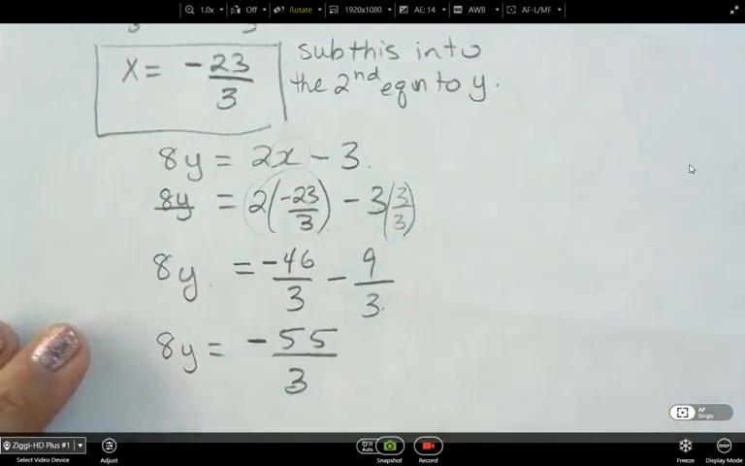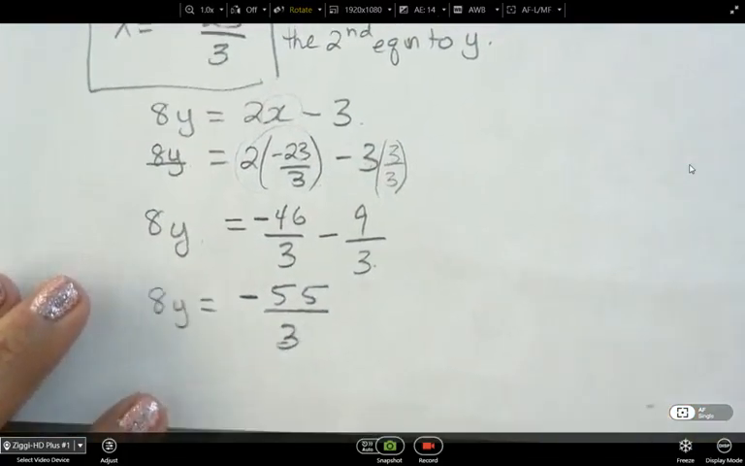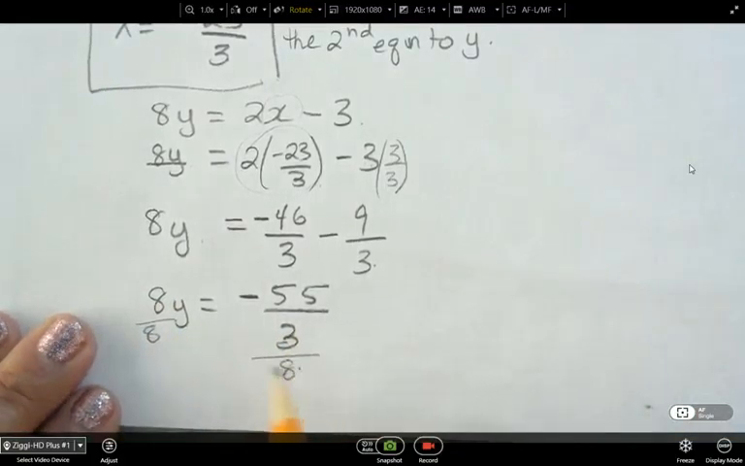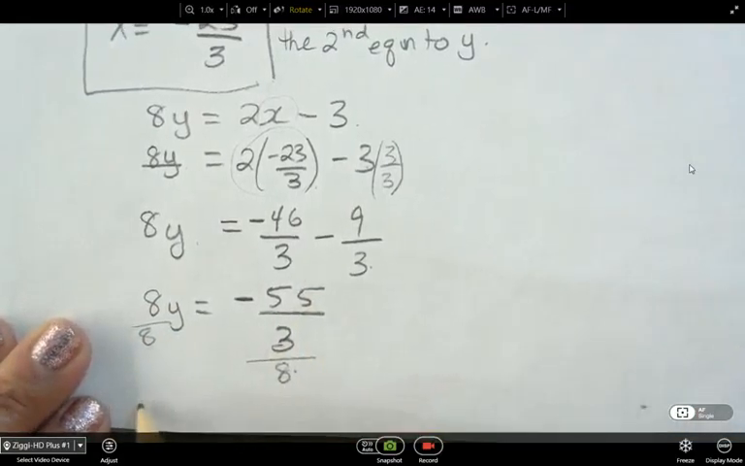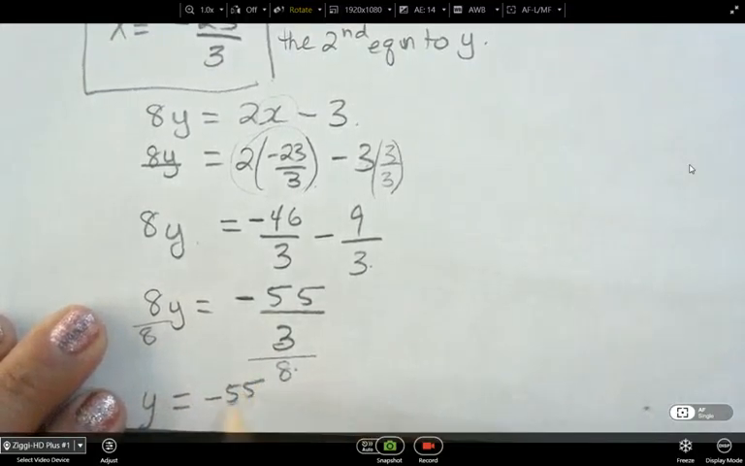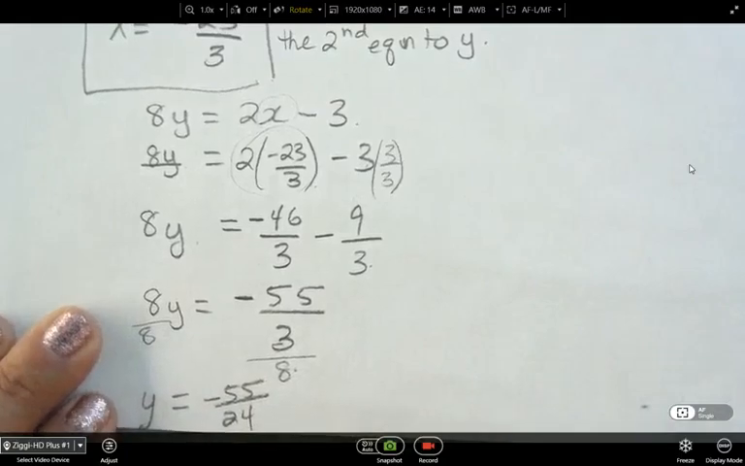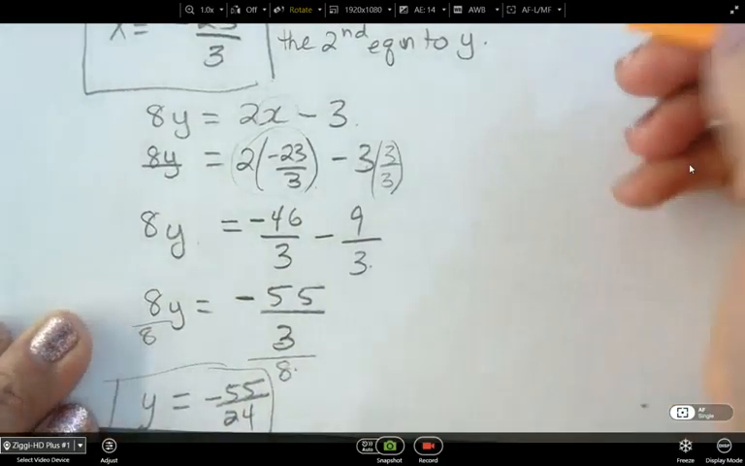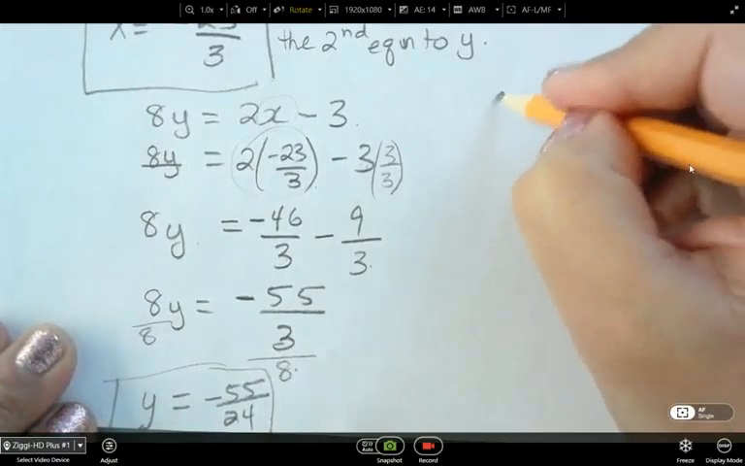Okay, I'm not solved for y yet, am I? So what do I need to do? I still need to divide both sides by 8, and then I end up getting y equals negative 55 over 24. So that's the other part of my solution.